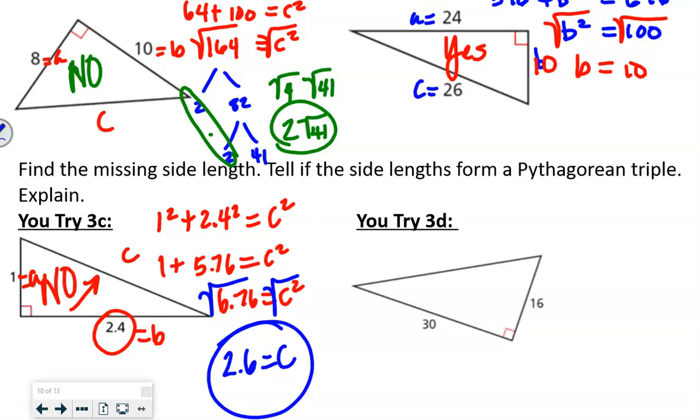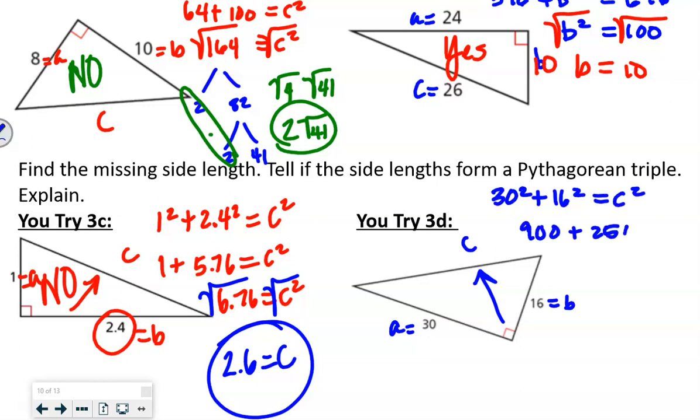All right, let's see if you guys can do this last one. Noticing again that that is C, because it's opposite the right angle. I'm going to say this one's equal to A, this one's equal to B. So it's going to be 30 squared plus 16 squared is equal to C squared. That's 900 plus 256 equals C squared. That's 1156 equals C squared. Take the square root of both sides again.